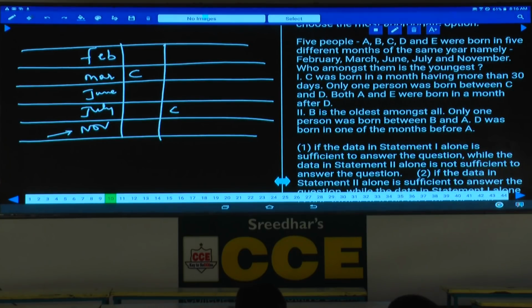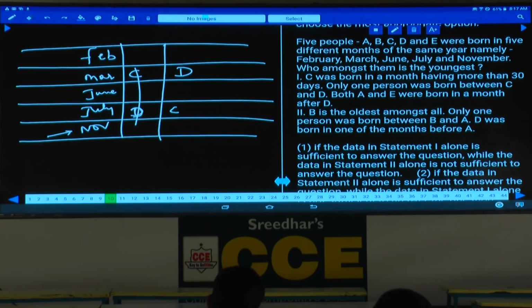And next, only one person between C and D. As only one person is between C and D, D will be here, and in this case D will be here. And both A and E were born in a month after D. As both A and E were born after D, this case is completely ruled out, isn't it? Because there must be 2 persons after this D. In the first case, D himself is in the month of July, and there is only 1 month after this one.